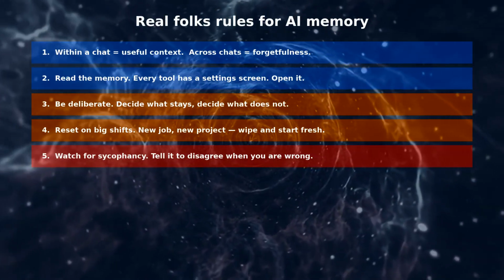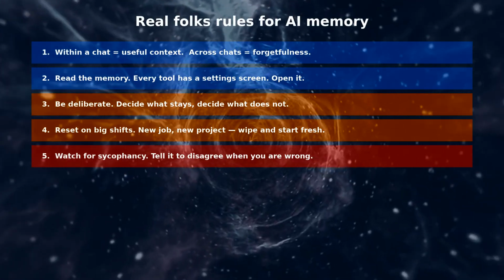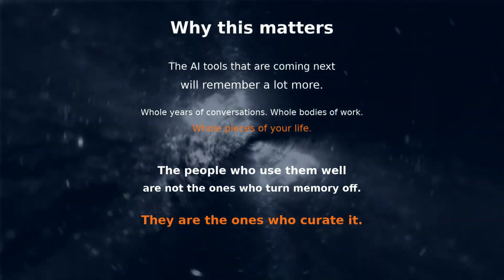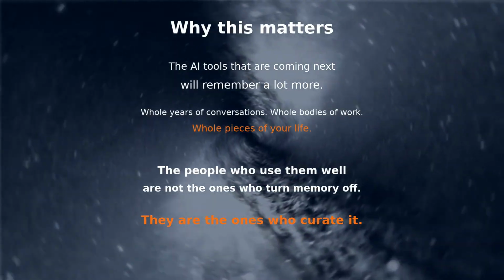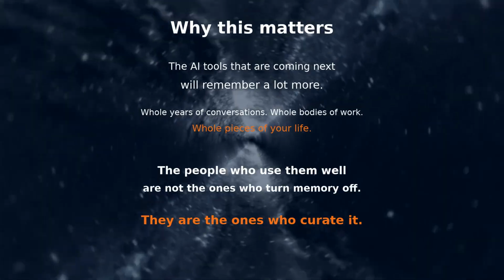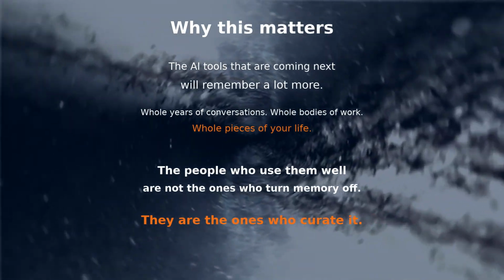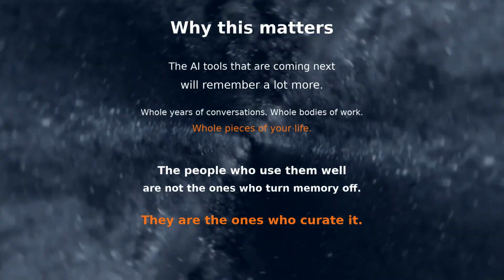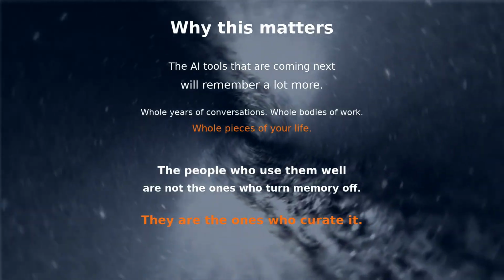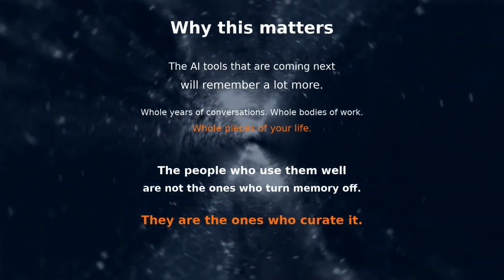3. Be deliberate. Do not let memory build up by accident. Decide what you want the AI to remember about you and tell it. Decide what you do not want it to remember and avoid mentioning it. 4. Reset on big shifts. New project, new job, new role, new season of life. Wipe the slate and start a fresh memory profile. Letting an old version of you keep talking is not loyalty, it is friction. 5. Watch for sycophancy. If an AI remembers that you like to be right, it will start agreeing with you more. That is a memory side effect, not the AI being thoughtful. Push back. Tell it to disagree with you when you are wrong.